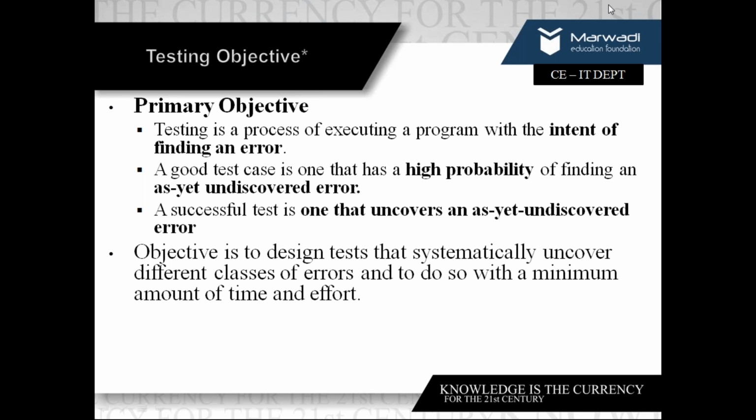A good test has a high probability of finding as yet undiscovered error. The errors which we have already identified, other than that, if I can identify any other error, I'm doing a good testing there. A successful test is one that uncovers as yet undiscovered errors. The points which are highlighted, you may note down in your book. So, primary objective of testing is to find error. Which type of error? Which are not yet discovered, and a good test is one which has high probability to do that. Okay.